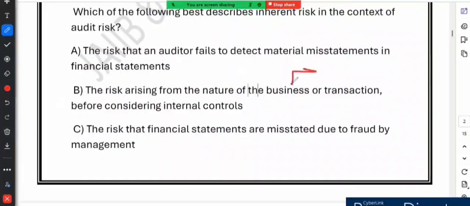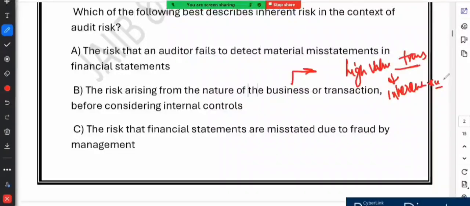Let me give you one example. Suppose a bank deals with high value transactions daily. It has high inherent risk. Why does this bank have a high inherent risk of fraud or error compared to a small grocery store? Similarly, a tech company investing in volatile cryptocurrency also has higher risk than a stable manufacturing company, right? So that is why this option is correct.